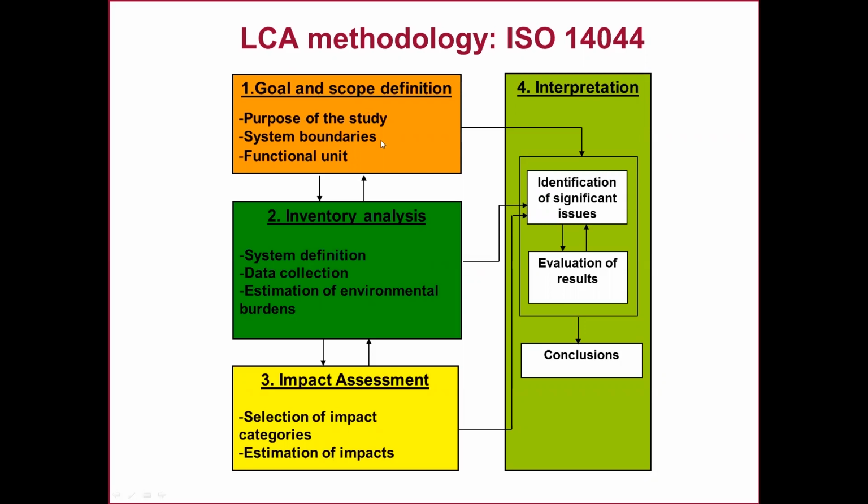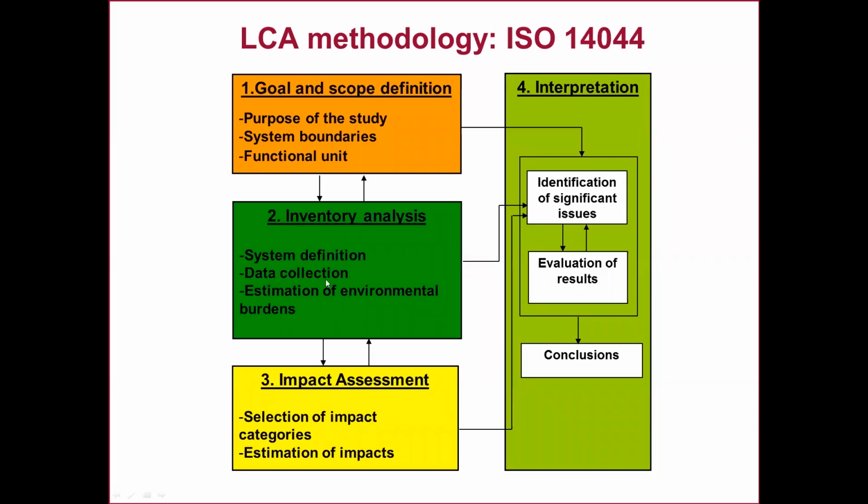I'll go into a little bit more detail in the following slides. So in goal and scope definition, it requires that the purpose or aim of the study should be defined, what is included within this study, which is the system boundary, is also defined, and what is the unit of analysis or functional unit. Once that goal and scope has been defined, then the next step is the collection of data, which we call inventory analysis.